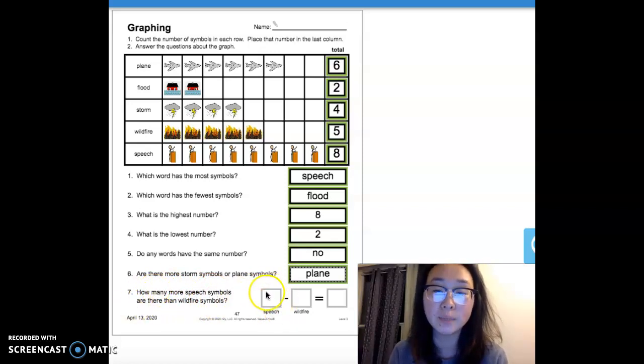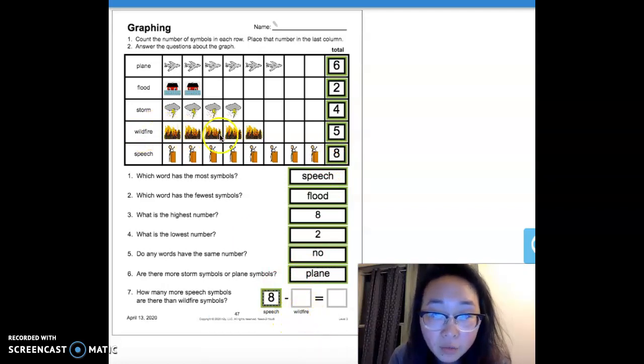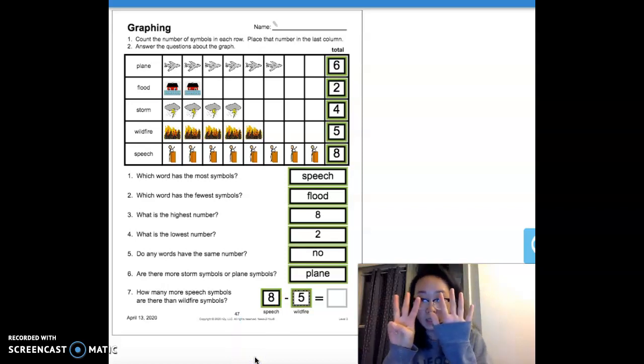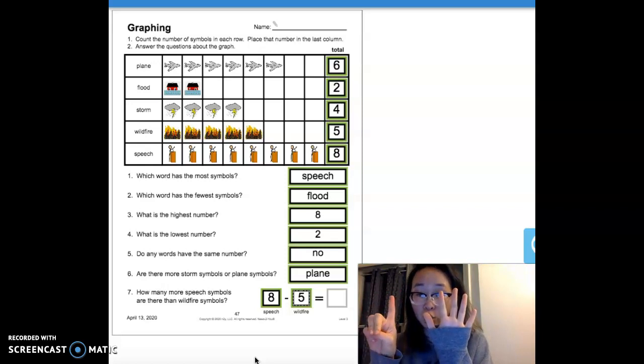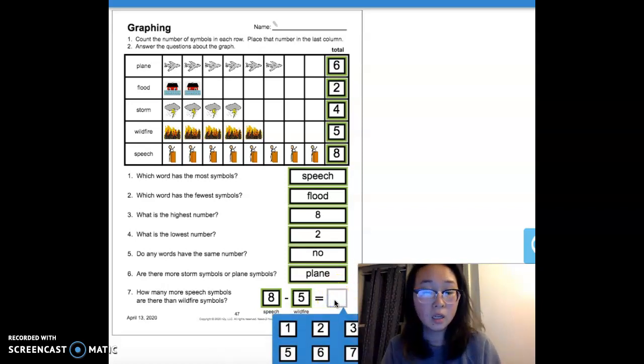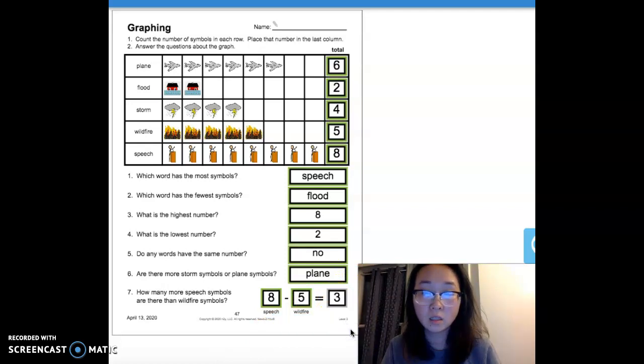And then our last question, number 7, says, how many more speech symbols are there than wildfire symbols? So if you look at speech, we have 8. So we're going to put 8 for speech. And then wildfire is written over here. So we have 5 for wildfire. So we have 8 speeches, and we're going to get rid of 5, minus 5. So 1, 2, 3, 4, 5. So how many do we have left? 1, 2, 3. 8 minus 5 equals 3.